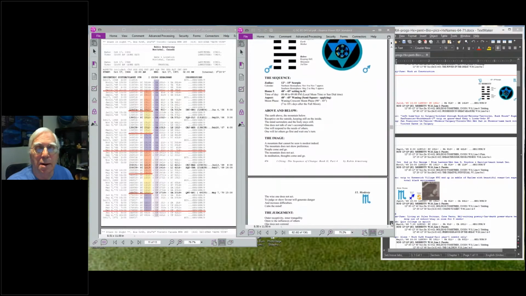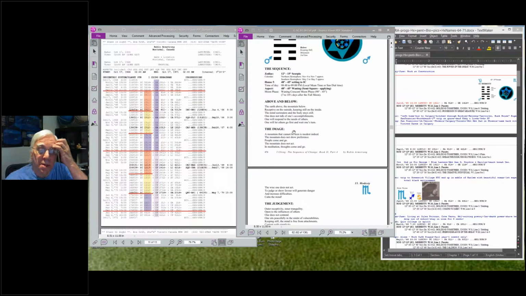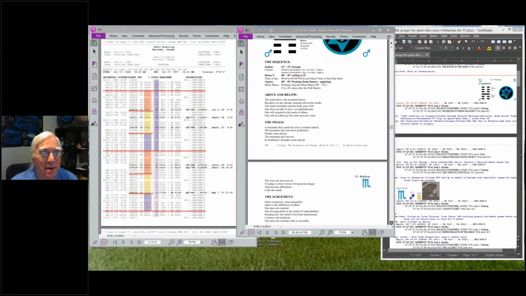And the image: the mountain that cannot be seen is modest indeed. The mountain does not show preference. People come and go. The mountain does not act. In meditation, thoughts come and go. The wise one does not act. To judge or show favor will generate danger and increase difficulties. Calm the mind. There's the puzzle: how well we live up to it.